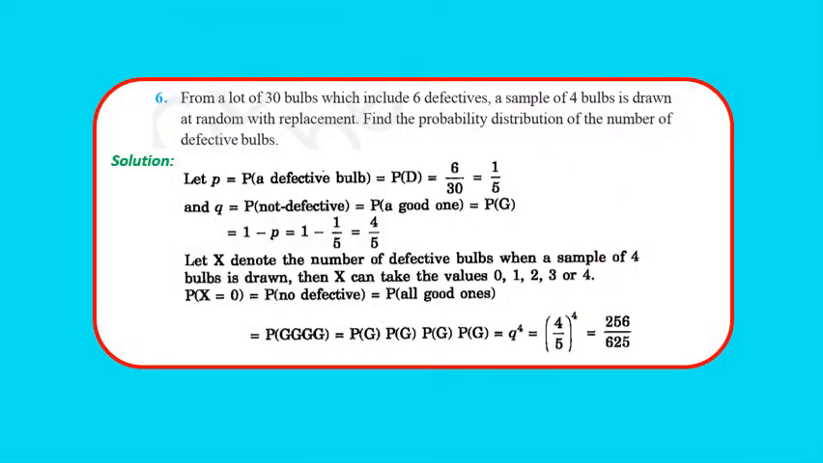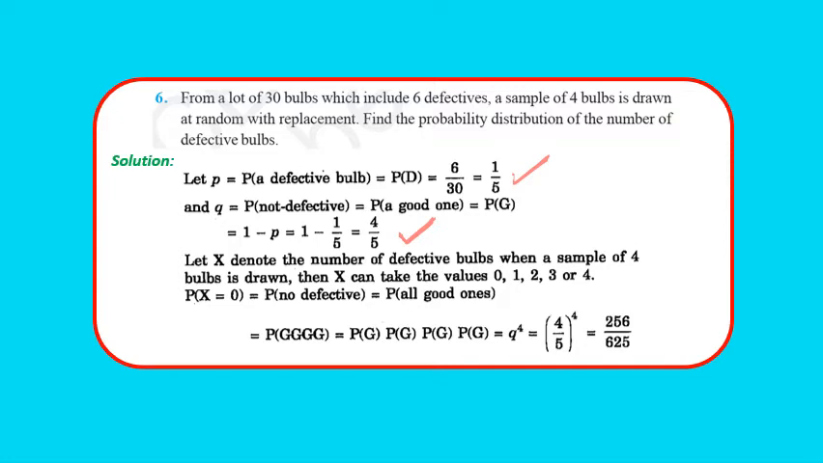Moving to question 6. From a lot of 30 bulbs, which include 6 defective, a sample of 4 bulbs is drawn at random with replacement. Find the probability distribution of the number of defective bulbs. So probability p, that is the probability of a defective bulb, is 6 out of 30, that is 1 upon 5. So q, that is the probability of non-defective, that is a good bulb, is 1 minus p, which is equal to 4 upon 5.